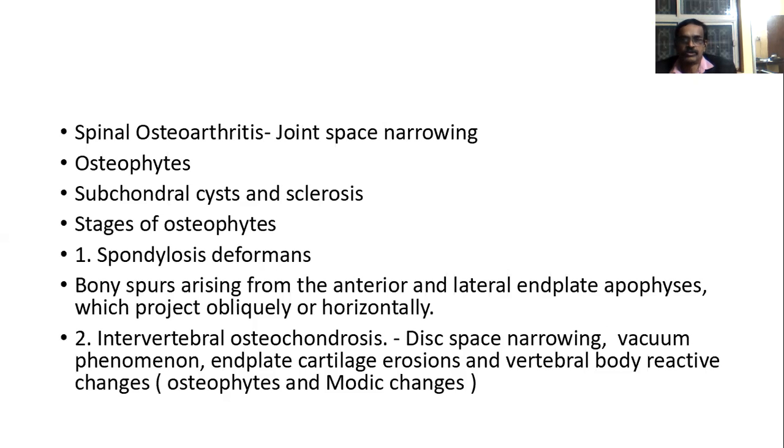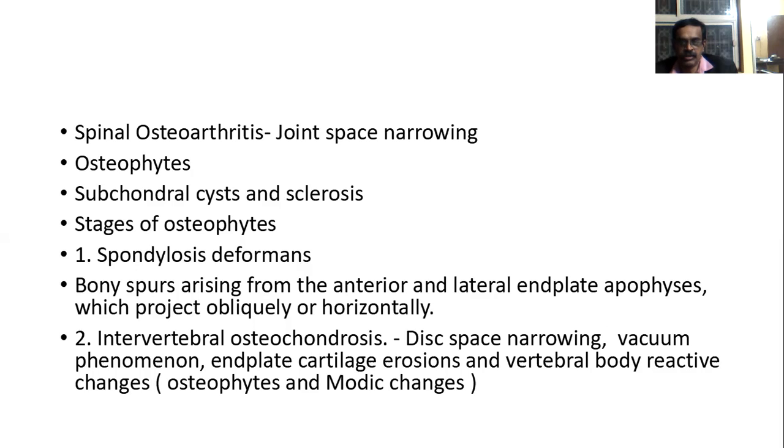Now coming to spinal osteoarthritis, joint space narrowing, osteophytes, subchondral cysts or sclerosis, these are the same. Now let us see the stages of osteophytes. There are 2 stages. Number 1, spondylosis deformans.